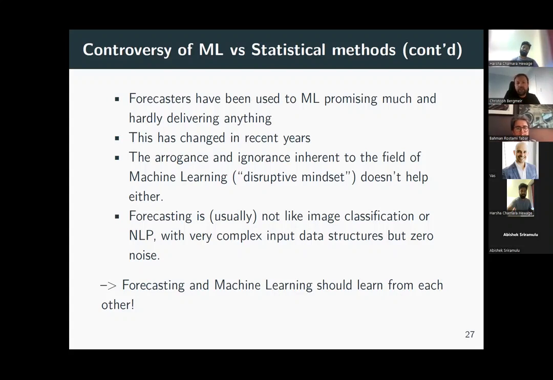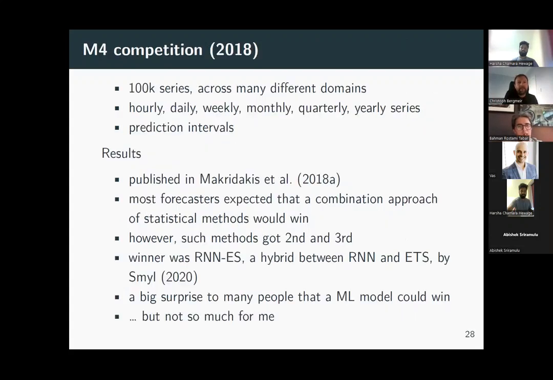Still, machine learning now is usually the way to go. I still think forecasting and machine learning can learn a lot from each other. So also as a machine learner, it makes a lot of sense to look at what's there in forecasting. Okay, so let's get back to the M4 competition. That was about 100,000 series across many different domains. Yeah, I have a question.